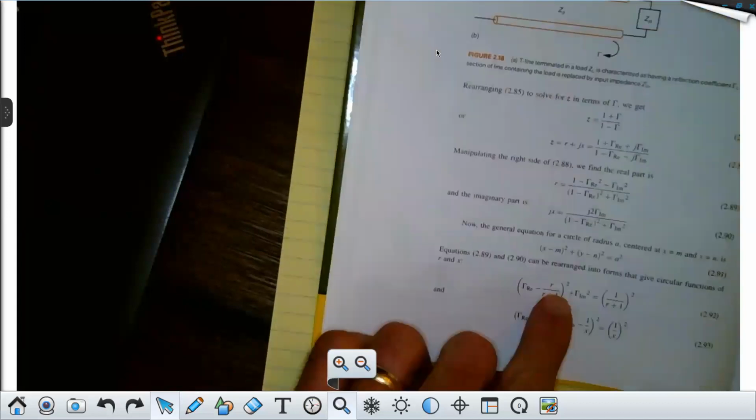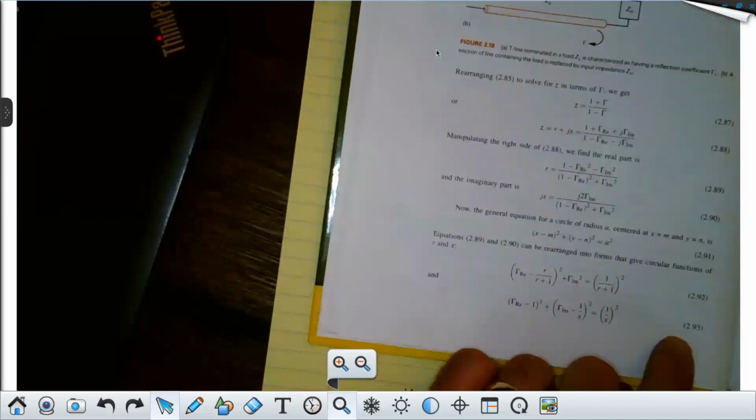Now, I'm going to let you read this at your leisure, but remember the equation for a circle is always what? x squared plus y squared equals radius squared. Y'all remember that? And then if the center is offset, it's going to be (x minus x naught) squared plus (y minus y naught) squared equal to the radius squared. That's these equations here, 292 and 293.